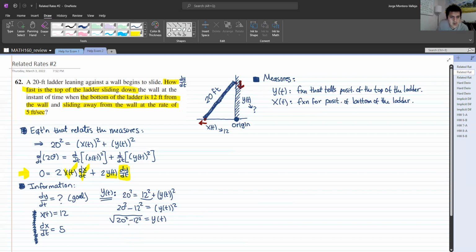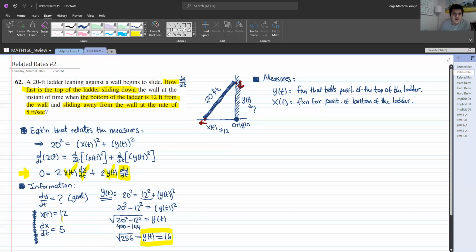Okay, so what is this? Well, 20 squared is 400. Yep. And 12 squared is 144. So 400 minus 144, that is 256. Yes, so we are doing the square root of 256. That is y of t. Well, the square root of 256 is 16. Yeah. Okay, so that is what we found for y of t.